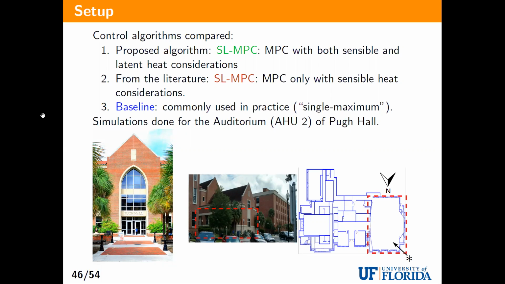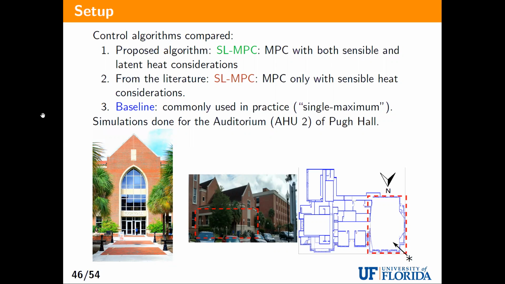So then the question is, is it worthwhile to go through the extra level of complexity? To check that, we also implemented another algorithm, an MPC algorithm taken from the literature that has ignored humidity in the whole problem formulation. And finally, a third one we compare against is called single maximum. It's a commonly used rule-based control algorithm that is used to control equipment and VAV boxes in buildings. So that I call baseline.